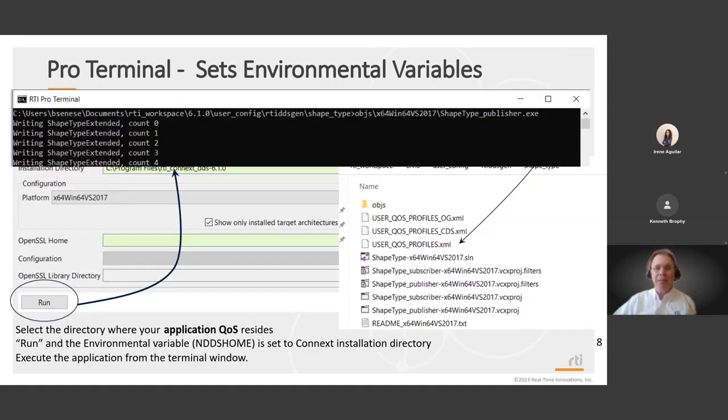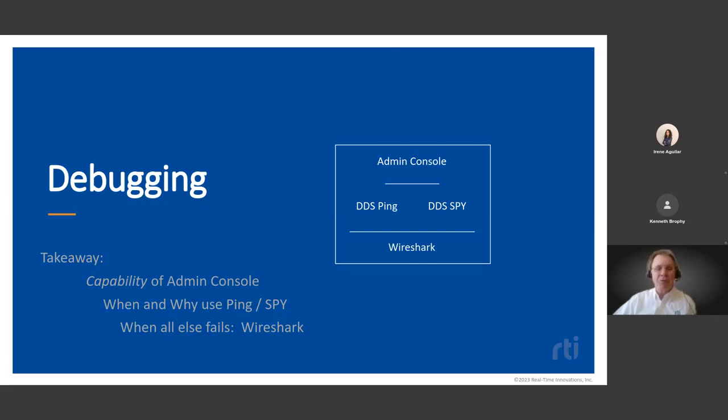It'll pull up a terminal window, and within that terminal window, you would specify the executable that you want to run. And in this case, I've got objects, which is where the executable will reside, the platform subdirectory, and then the executable file that I want to run. And in executing that, you can see that the application comes up and starts writing out. It's publishing information at that point. So this simply allows you to run an application very, very quickly.